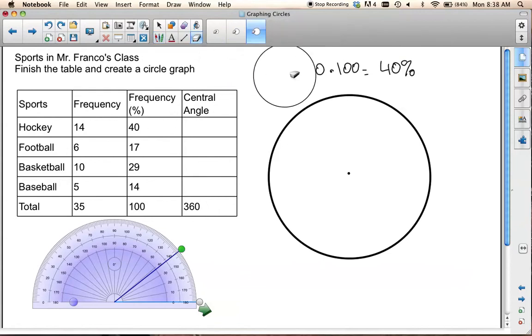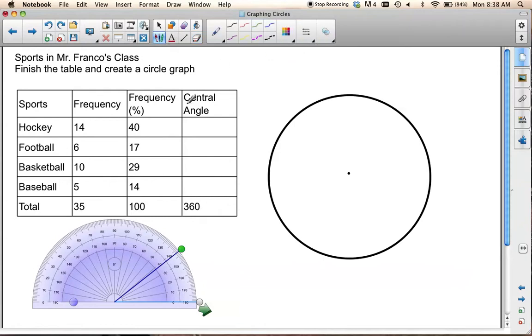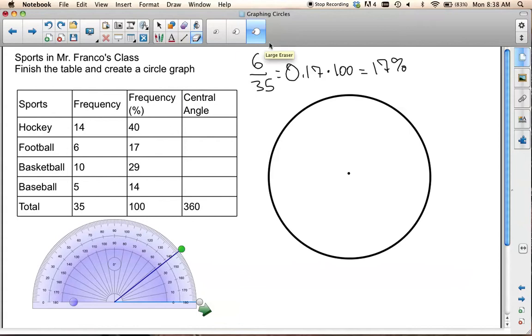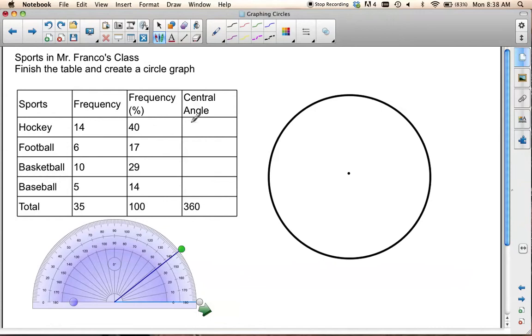Or if I wanted to do the same thing for football, I'd be like, well, 6 out of 35 like football. 6 divided by 35 would give me 0.17, multiply that by 100, and I get my 17%. So I already know how to figure out my percentage, which we've already done, but what I need to do is figure out how to turn that percent into an angle to make a circle graph.